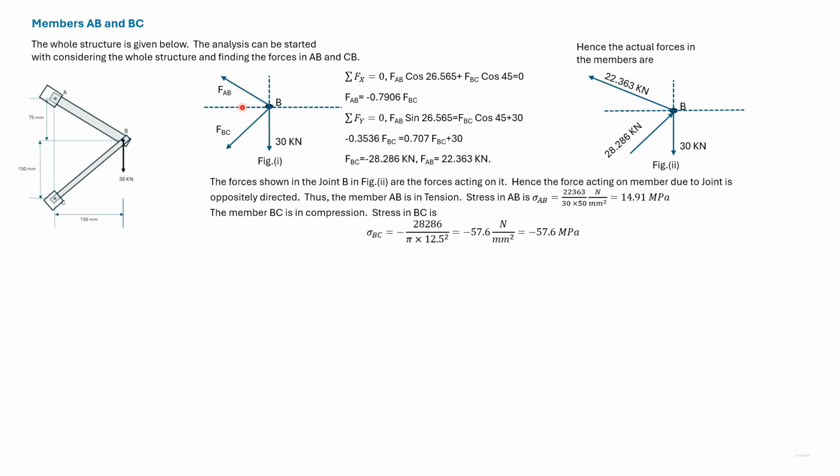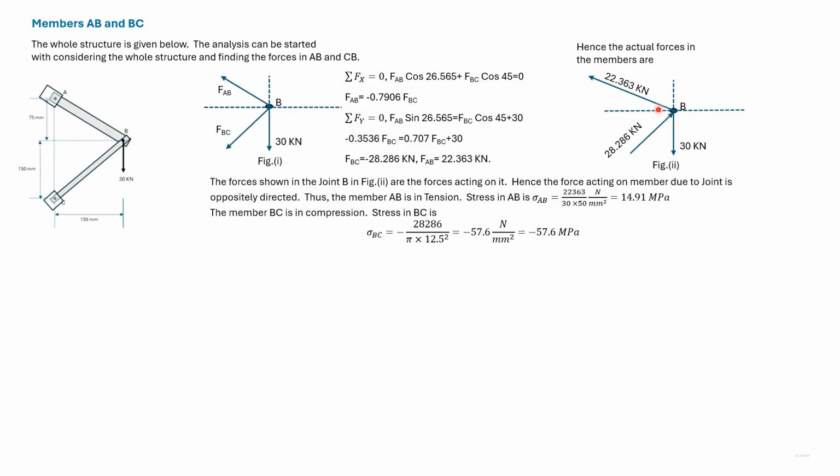So here FAB cos 26.6 plus FBC cos 45 is equal to 0. Solving the forces in the vertical direction, FAB sin 26.6 is equal to FBC cos 45 plus 30. From these two equations, we get FBC is equal to minus 28.3 and FAB is equal to 22.36. FBC is negative, so the force acts towards the joint B.